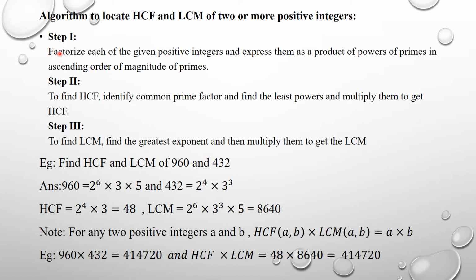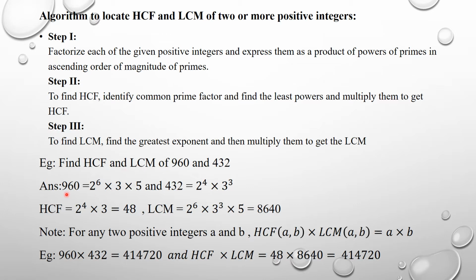For that, step 1 is to factorize each of the given positive integers and express them as a product of powers of primes in ascending order of prime. For finding HCF, we should find the common prime factors and the least powers and multiply them to get the HCF. To find LCM, we should find the greatest exponents and then multiply them to get the LCM. For example, let us take 960 and 432 and find HCF and LCM using the fundamental theorem of arithmetic.